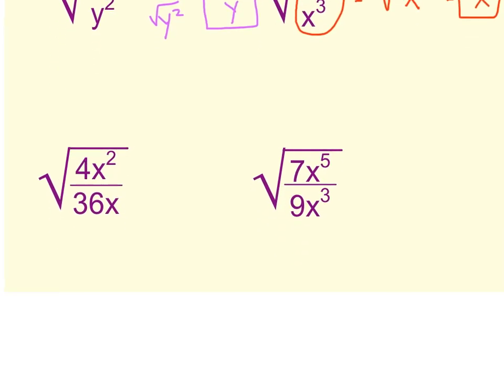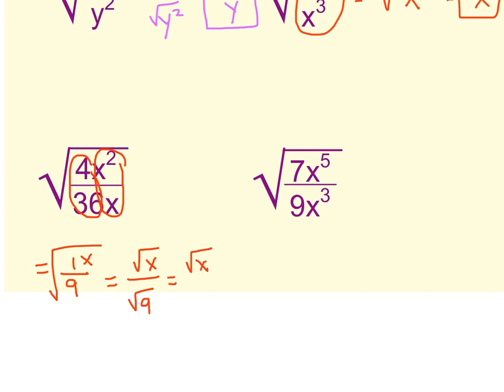All right. So this next one, let's do some reducing. First we have the 4 over the 36. That reduces to 1 over 9. And then x squared over x leaves you with an x on the top, and it is the square root of that whole thing. Alright, so let's square root these separately. You have the square root of 1x is just the same thing as x over the square root of 9. Square root of x stays because we don't have enough to square root it, but the square root of 9 becomes a 3.